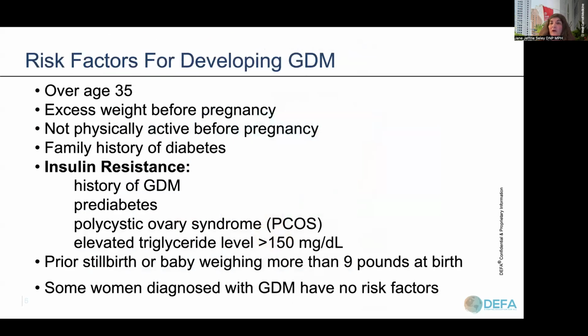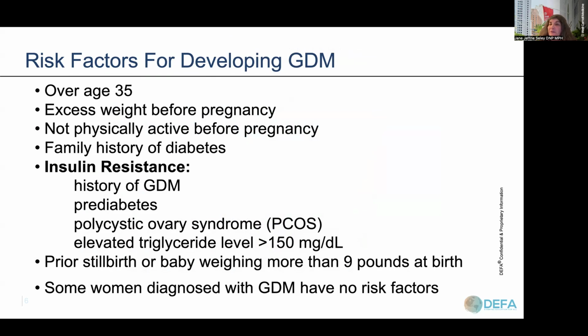So who is at risk? Women over 35. If someone has excess weight before they become pregnant, if they're not physically active before they become pregnant, if they have a family history of diabetes, and all of these different measures of insulin resistance, like having had gestational diabetes in a prior pregnancy. That doesn't mean 100% of the time they'll have it with the next pregnancy, but their risk is much higher, and we have to pay close attention to them.